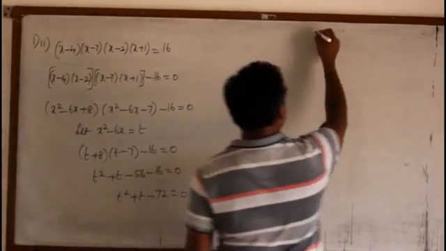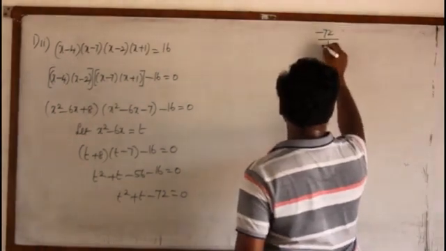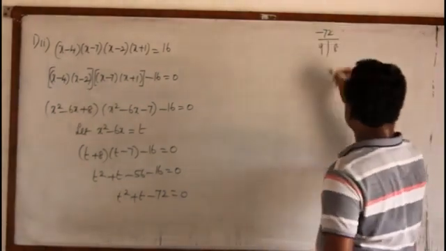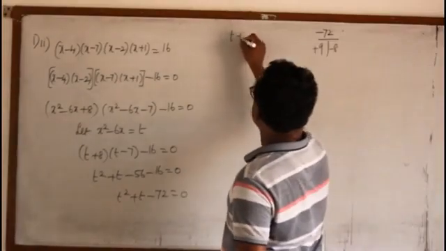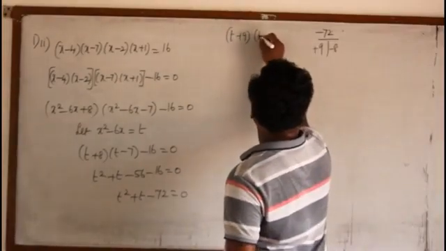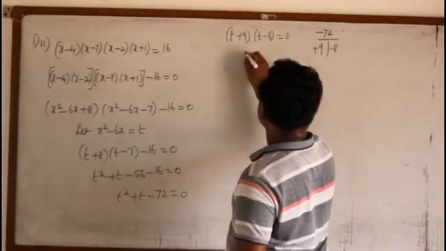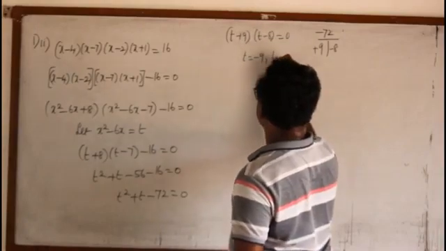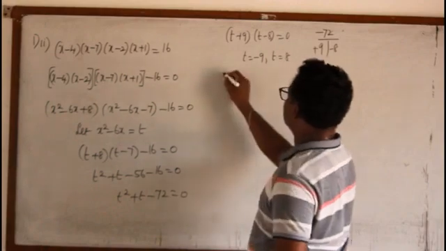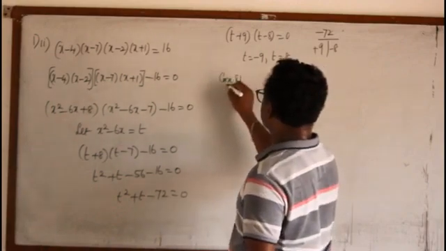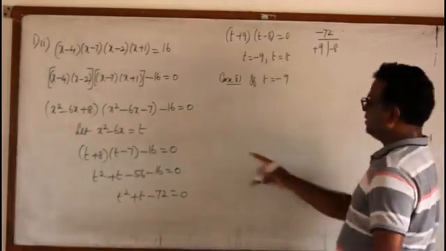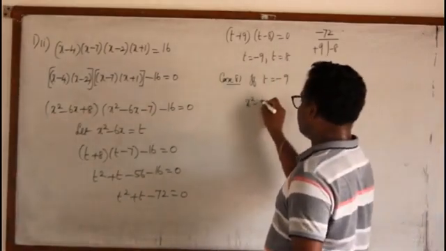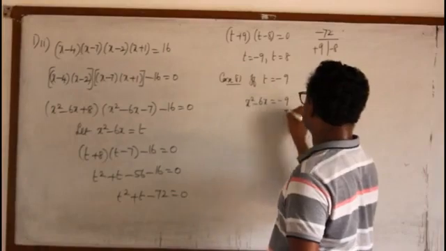Minus 72 can be factorized as 9 and 8, so that I need plus 1. So plus 9 minus 8. It is (t plus 9)(t minus 8) equal to 0. So t equal to minus 9, t equal to plus 8. Case 1. If t equal to minus 9, that is x square minus 6x equal to minus 9.